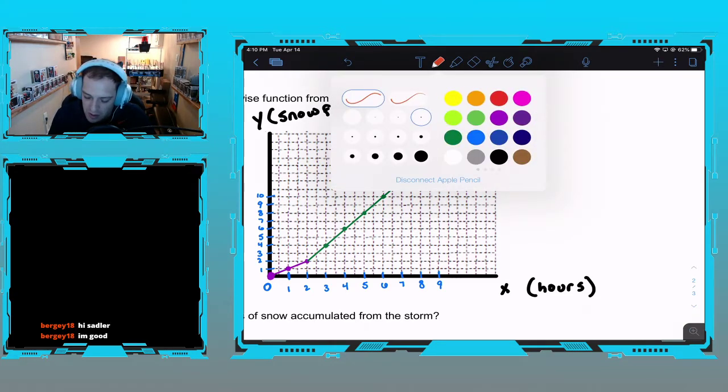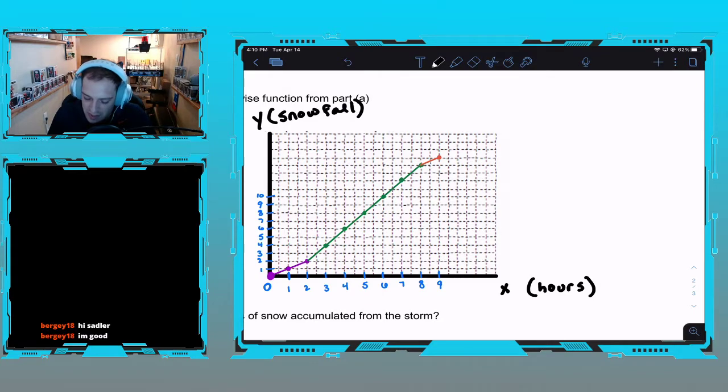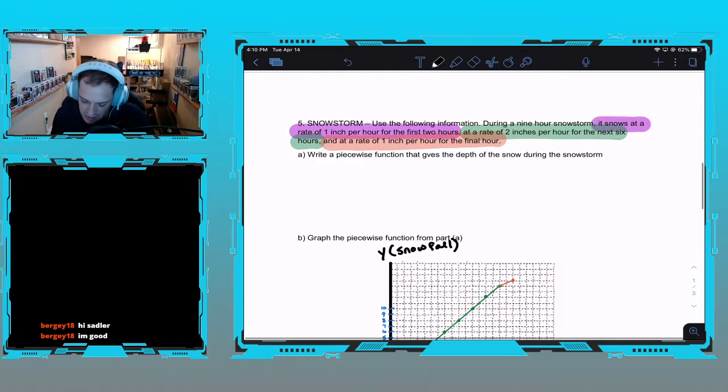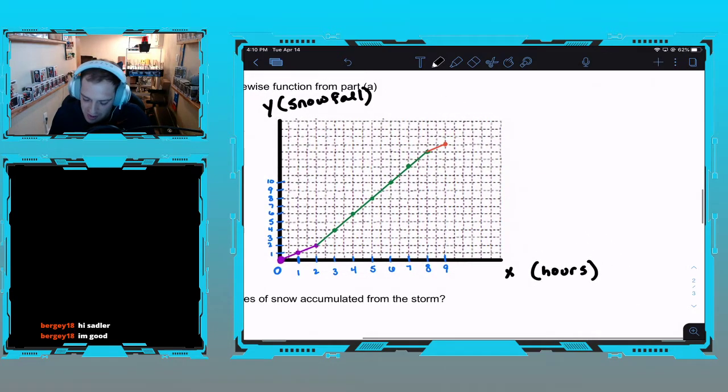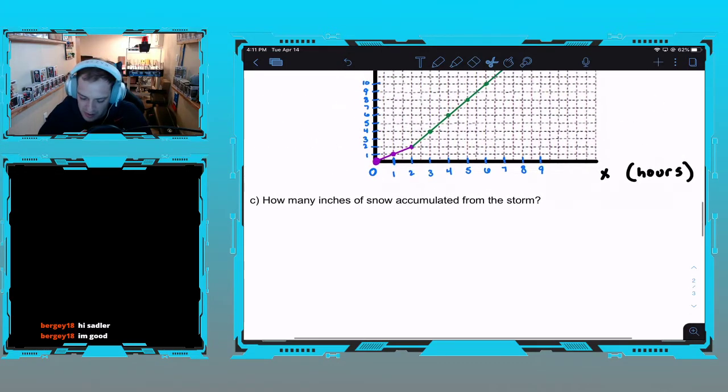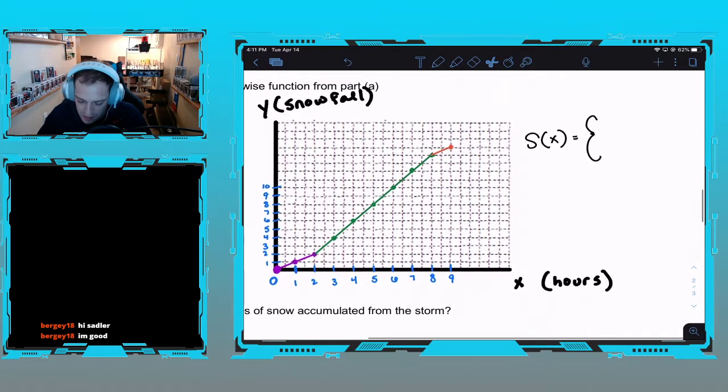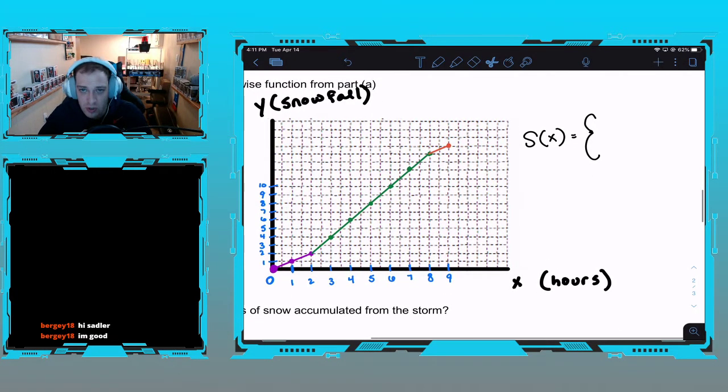So we're looking to create our function. And in this case, did it tell us what letters to use? No, it doesn't. I'm going to call this S of x for snowstorm. So we have our S of x, and we're looking to do a piecewise. So there, again, are 3 different pieces. Whoa, what happened? All right, so there's 3 different pieces.